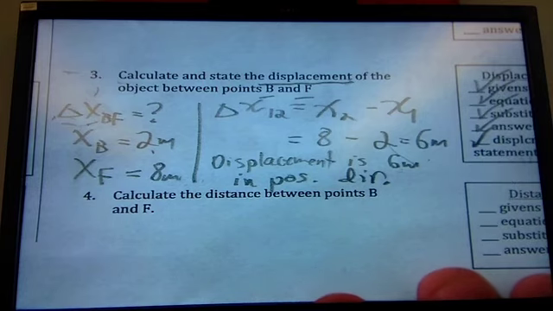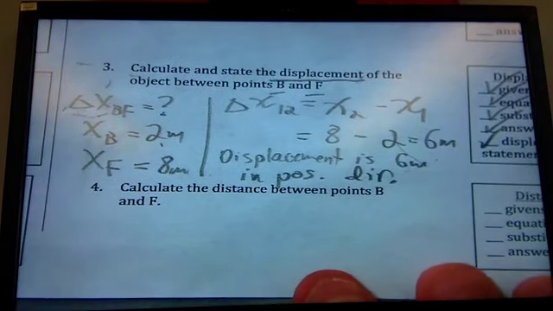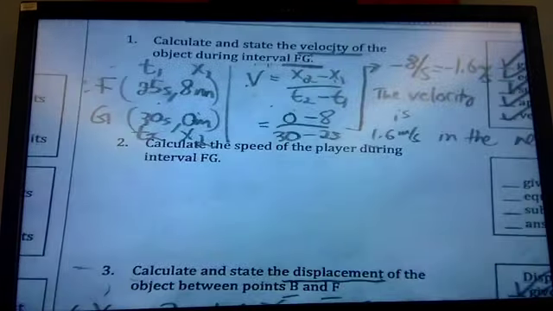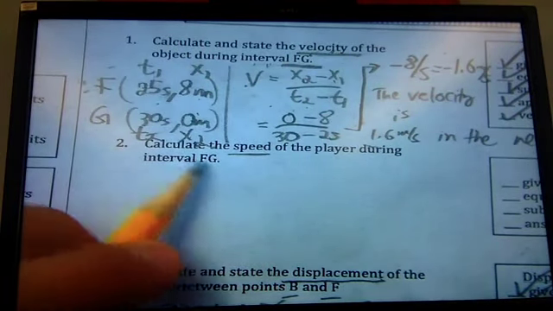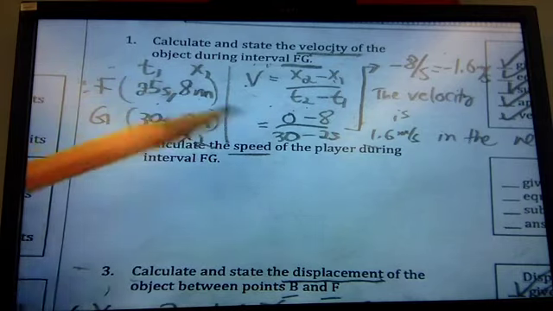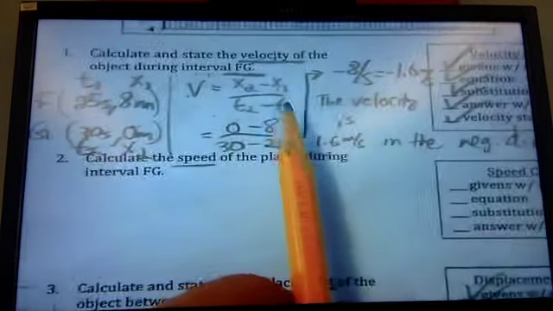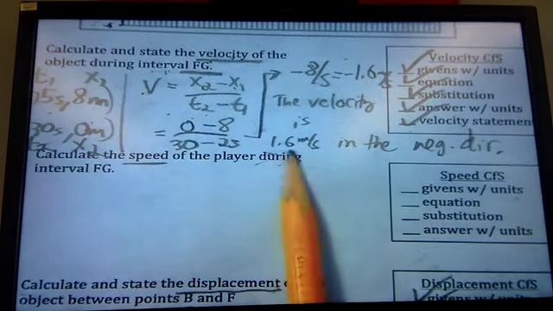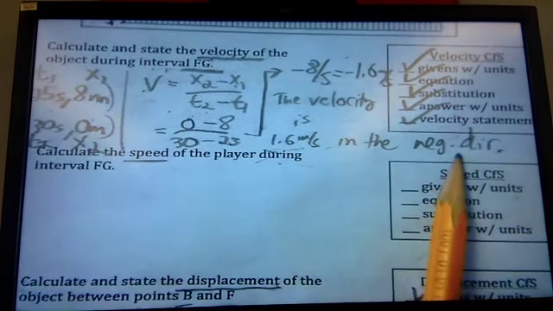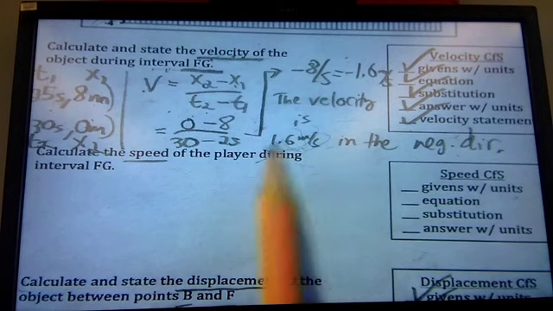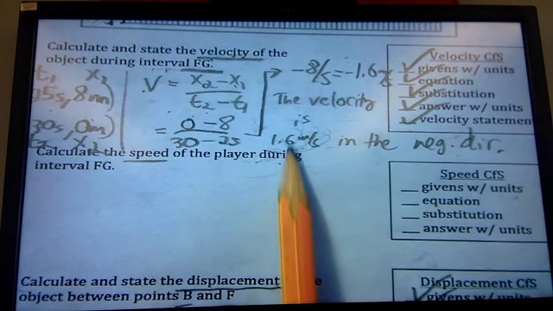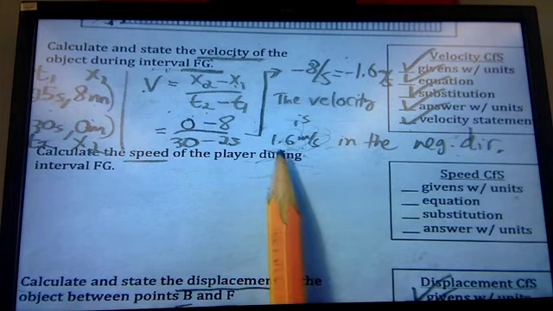Great. Now let's look back at number 2. Number 2 asks us to calculate the speed of the player during interval fg. Look real quick back at our answer for velocity. Our velocity is 1.6 meters per second in the negative direction. This part of the velocity, the 1.6 meters per second, is the speed. Let me show you how to get that algebraically.